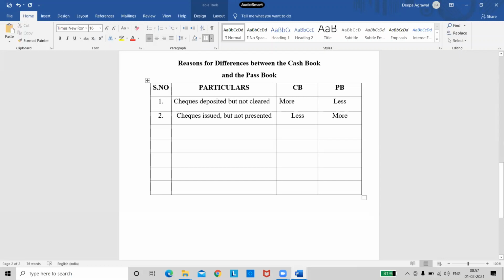So that is the reason. See, these are all the reasons of differences. Please understand this. We are trying to find out why there is a difference between the cash book balance and a passbook balance. So first thing was when checks are deposited, cash book is recording it, so cash book balance is more. Passbook is still not recording, so passbook balance is less. Second thing, when checks are issued, again cash book is recording the entry first, and because it's a payment, cash book balance is less. Coming to the passbook, passbook has not recorded the entry, so passbook balance is more. Now we'll look at the third thing.